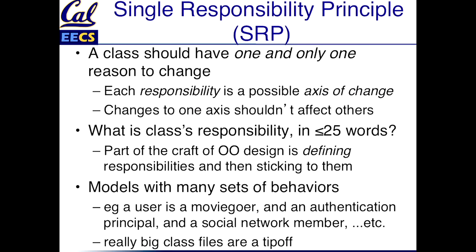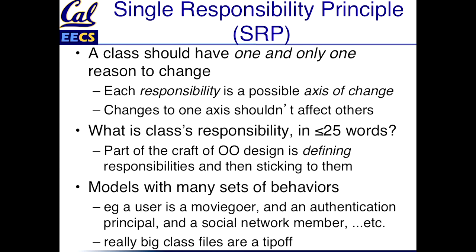And the first one, SRP, just says a class should only do one thing. Think of it as a version of SOFA, but for classes. If you can't describe what the class does in 25 words or less, it's probably trying to do too much. And the reason for this is that anytime a class does more than one thing, it has more than one reason to change. And the goal here is to isolate things that change from things that stay the same.